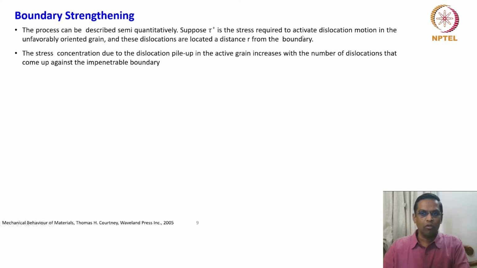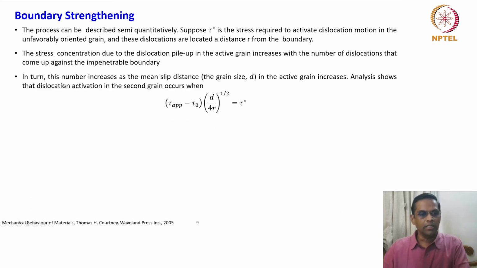Suppose tau star is the stress required to activate dislocation motion in the unfavorably oriented grain, and these dislocations are located at a distance r from the boundary. The stress concentration due to the dislocation pileup in an active grain increases with the number of dislocations that come up against the impenetrable boundary. In turn, this number increases as the mean slip distance, that is the grain size D in an active grain, increases. Analysis shows that the dislocation activation in the second grain occurs when (tau applied minus tau naught) times (d by 4r) to the power half is equal to tau star.